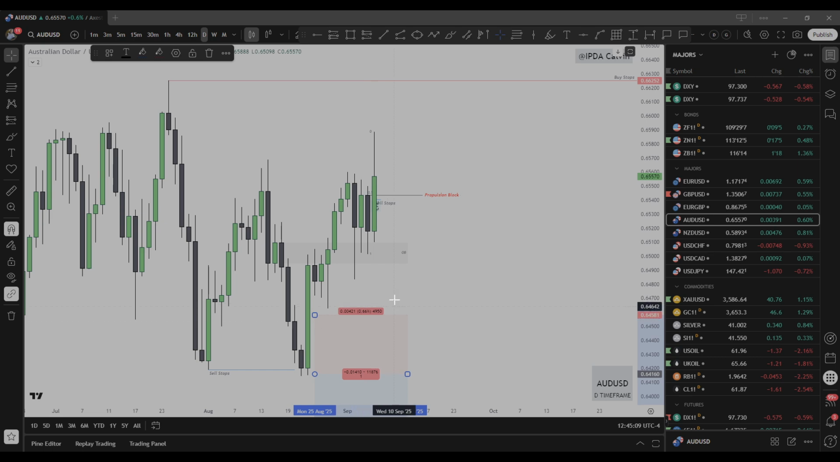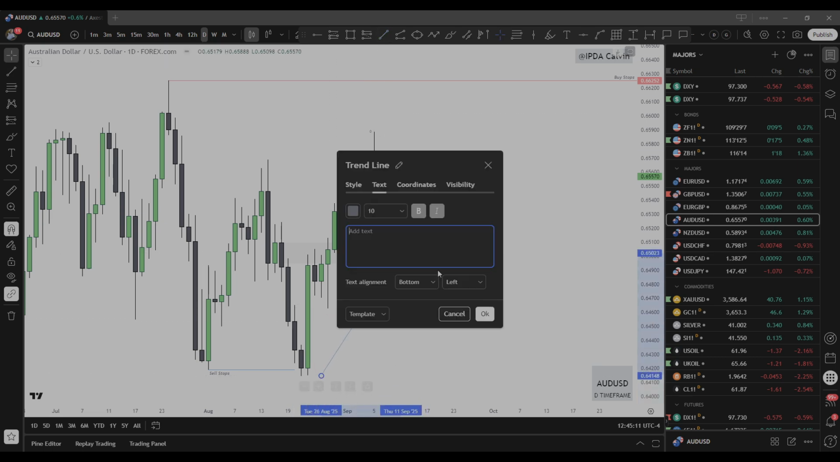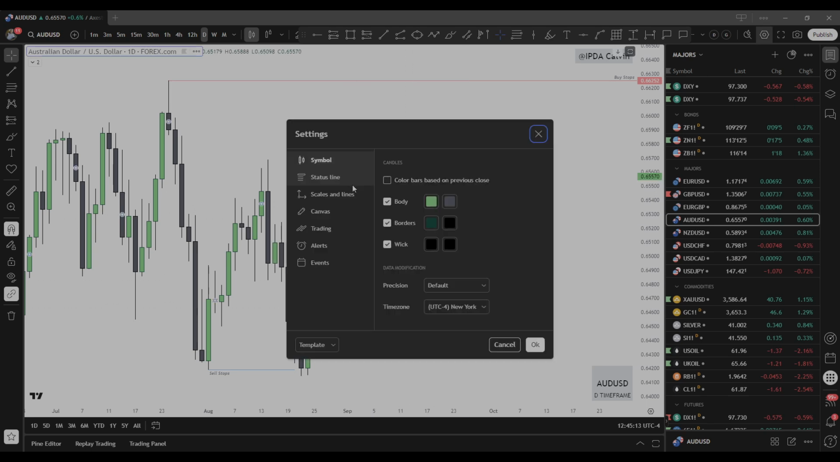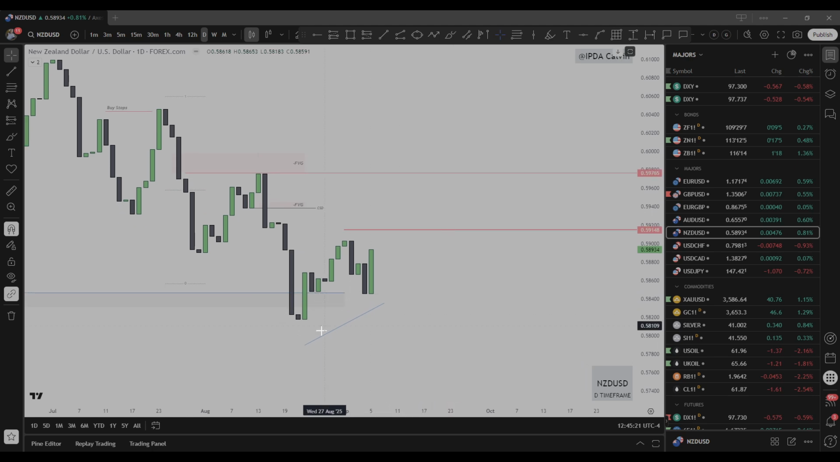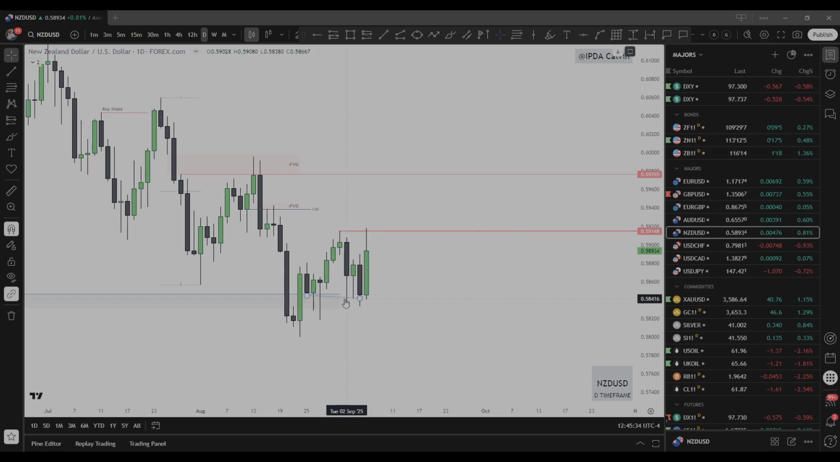AUD obviously being a lot stronger, but if we take away the wicks for a moment and we just take a look at the bodies of these candles, look at this, right? And look at the NZD. So the NZD is clearly showing SMT here, right? So this is something that I like to use, and we can see that the SMT is actually present between AUD and NZD.